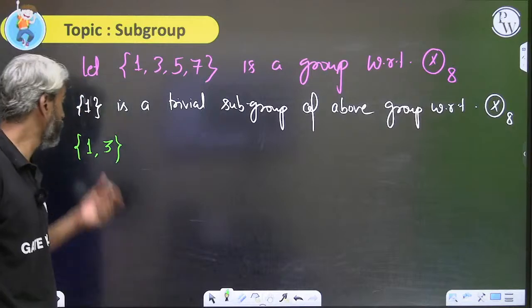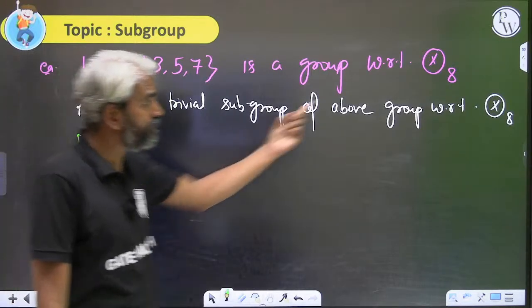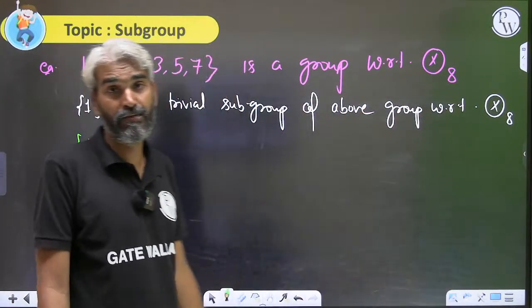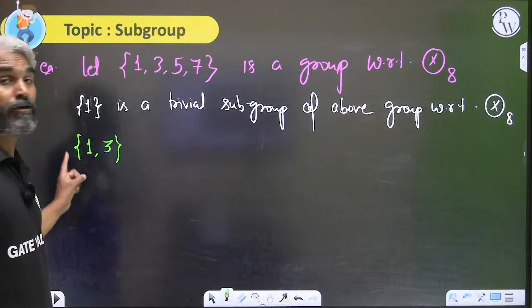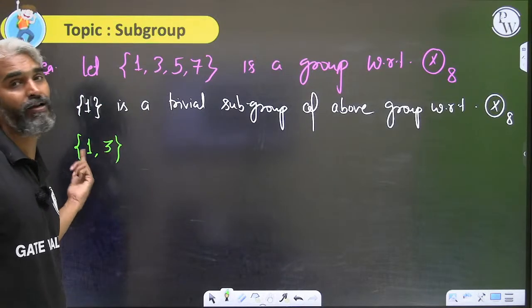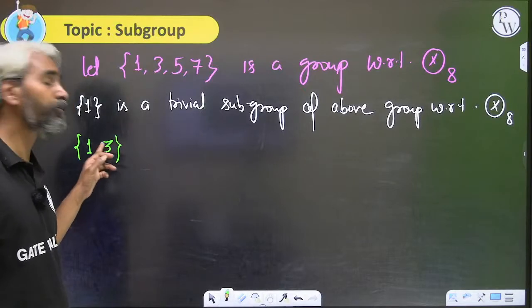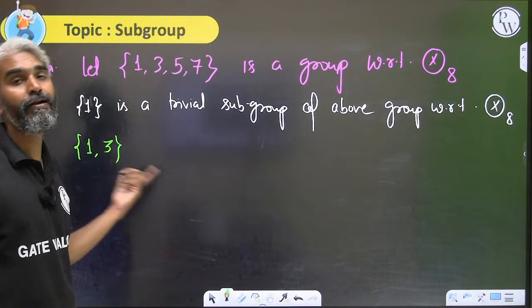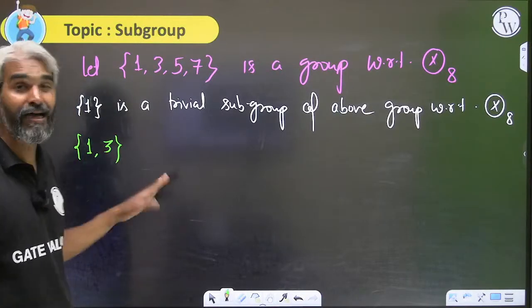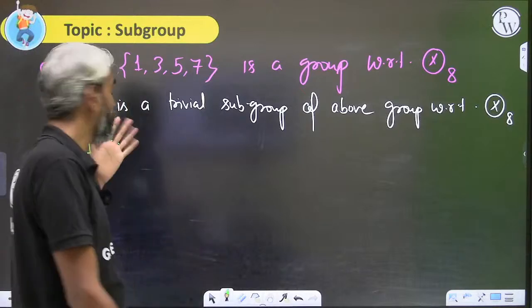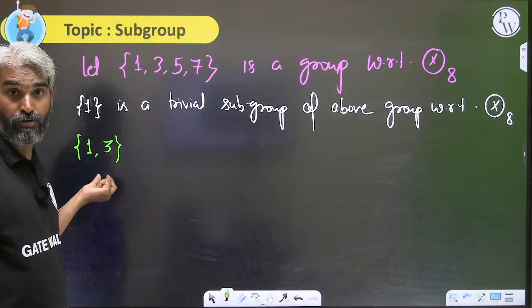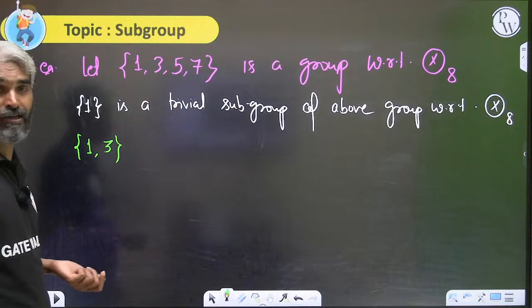Now my question is, is {1, 3} closed with respect to the binary operation multiplication modulo 8 or not? So sir, 1 into 1 divided by 8, remainder 1, identity. 1 into 3, 3 divided by 8, remainder 3, already in the set. 3 into 1, 3 divided by 8, remainder 3, already in the set. 3 threes are 9 divided by 8, remainder 1, it is in the set. So it is closed. Sir, the operation multiplication is already associative.